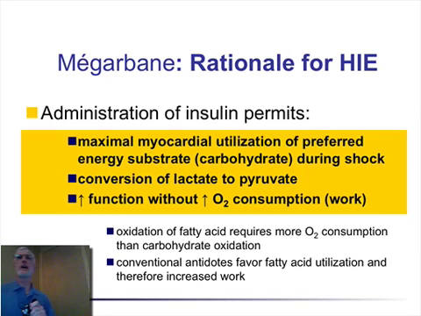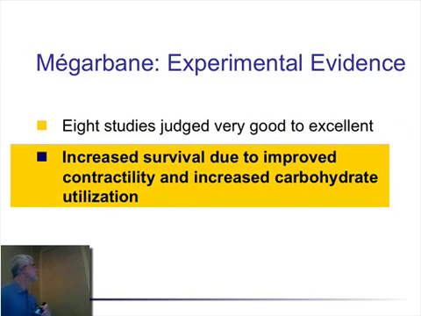And he spends a little bit of time contrasting high-dose insulin to conventional antidotes, which tend, although there is some benefit, they tend to increase free fatty acid utilization, and that's associated with increased energy work. He goes on to review several benchmark research studies, and the most consistent finding from all of these studies is that there's increased carbohydrate utilization with increased contractility, and if you increase contractility, there's very good survival in the animal models.